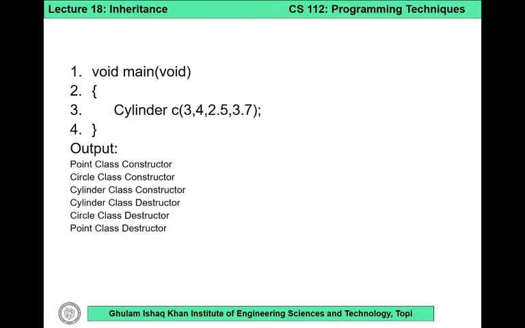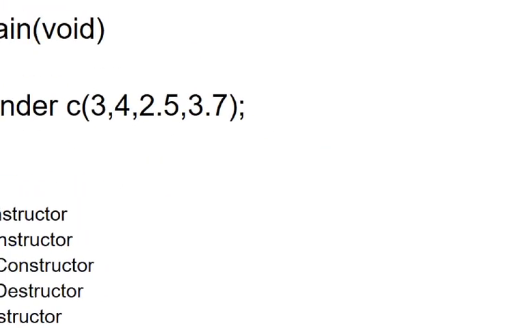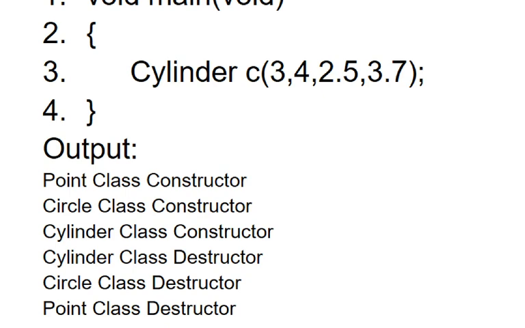Okay, now in the main, when we make an instance of the cylinder class C, if you see, first of all, this point class constructor is being called. What will be happening is that we have a point, we have a circle, and we have a cylinder, right?